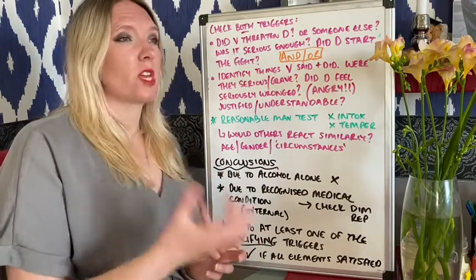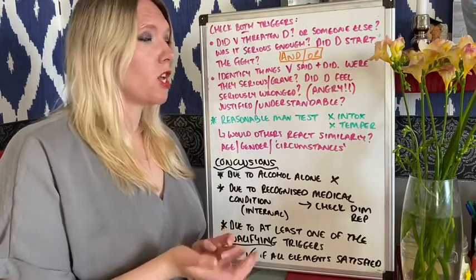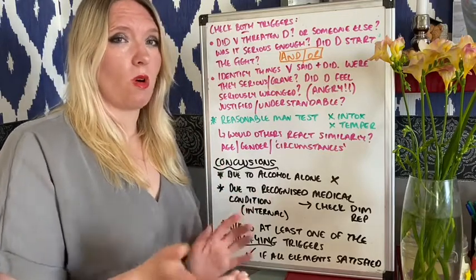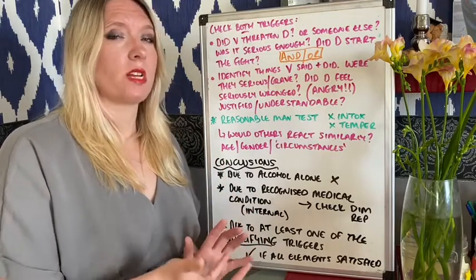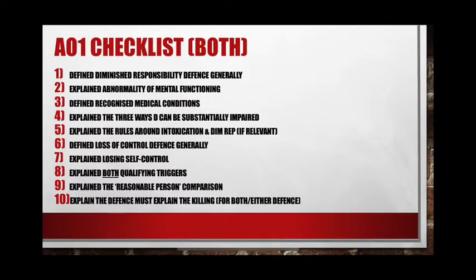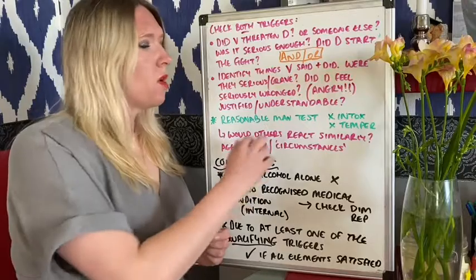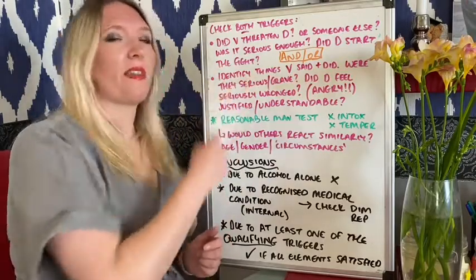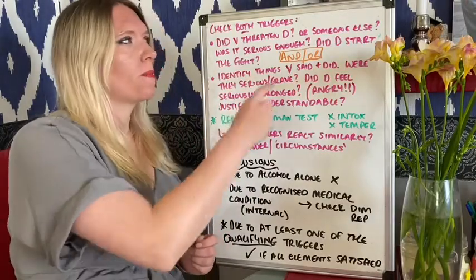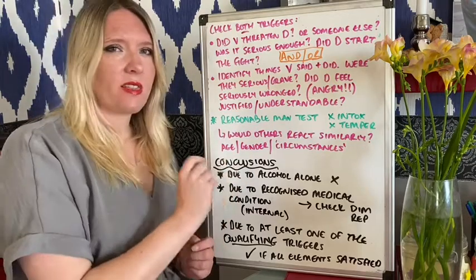So if you do have a really, really bad temper, you will be compared to someone with a normal, reasonable amount of restraint and tolerance. Once you've explained that, then check it. Just, do you think other people would have reacted similarly? So would they have lost control? It's not necessarily about whether they would have murdered them in exactly the same way, but would they have lost control at that trigger? Do you think other people would do it? And remember, consider their age.